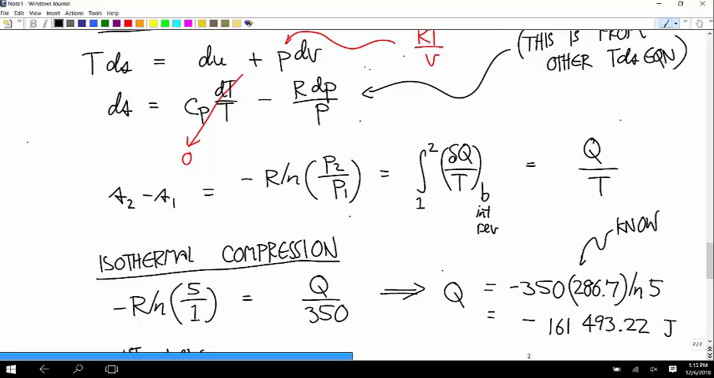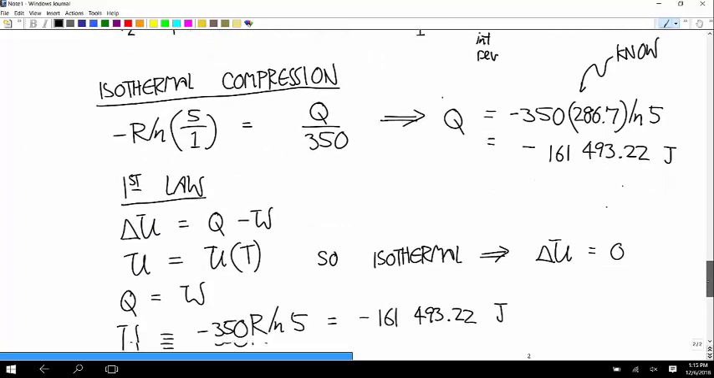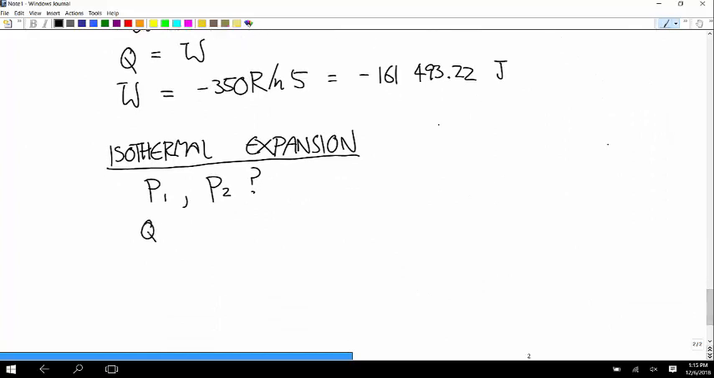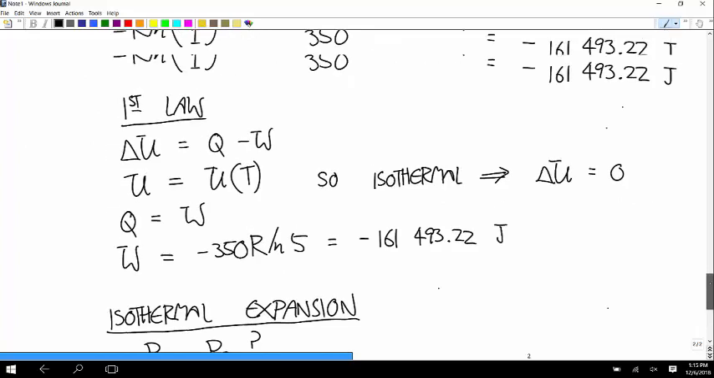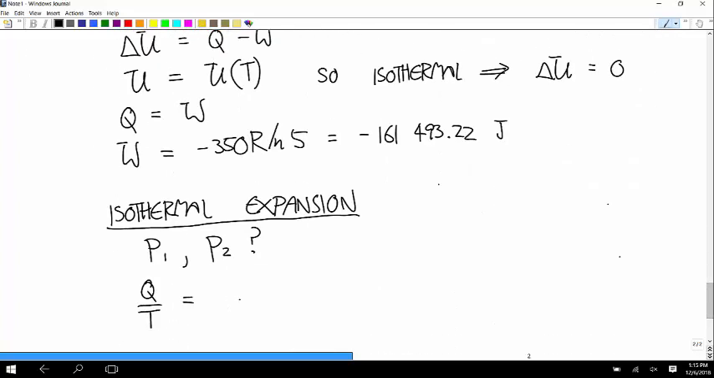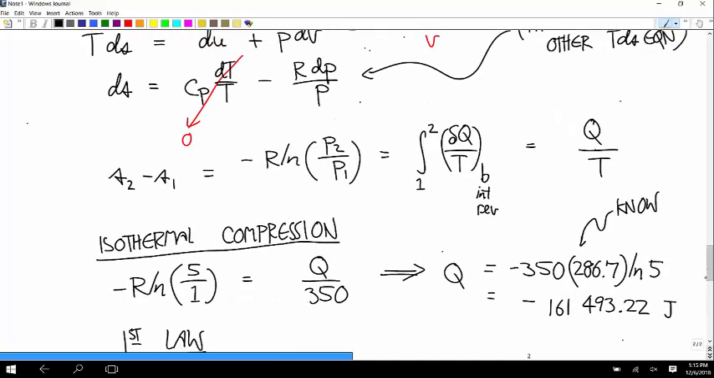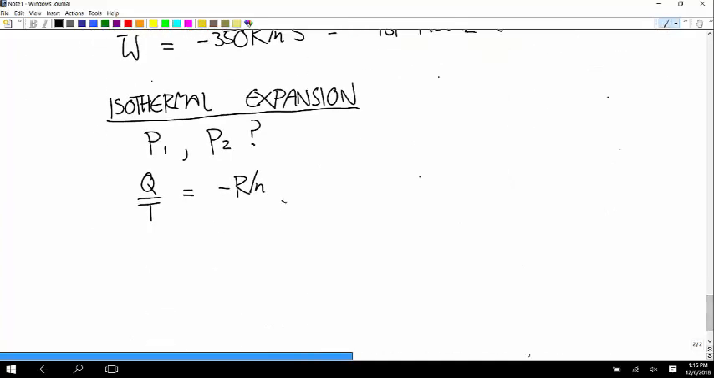So we still know that Q over T is equal to negative R times the natural log of P2 over P1. It's just that this time we don't know what P1 and P2 are. And we still know the same thing that we got from the first law. We still know that Q is equal to W.